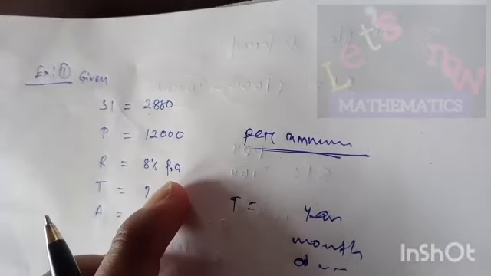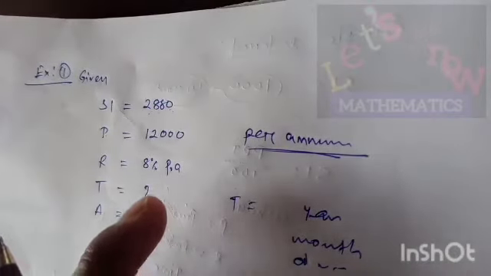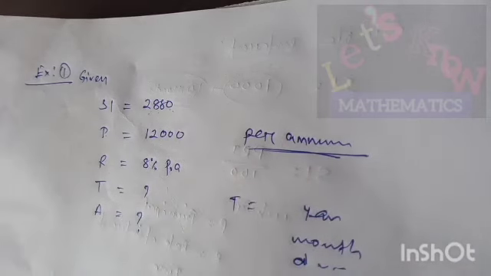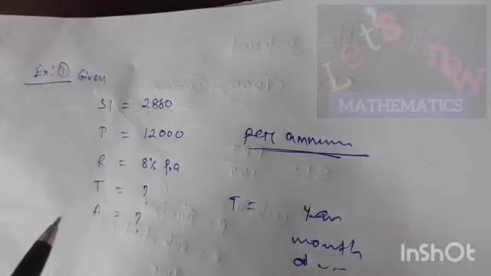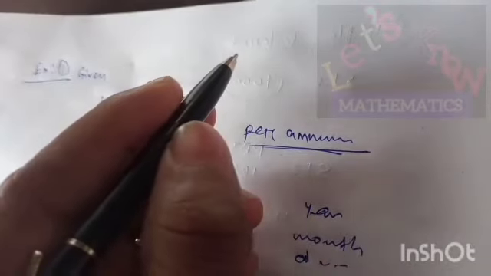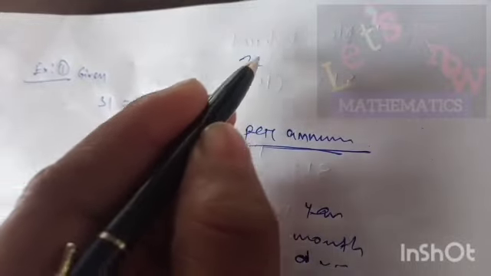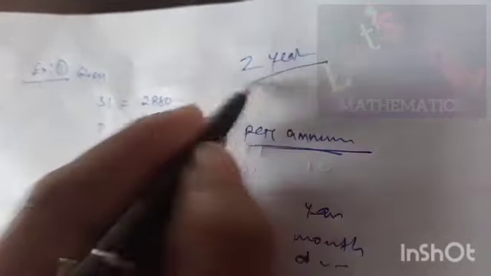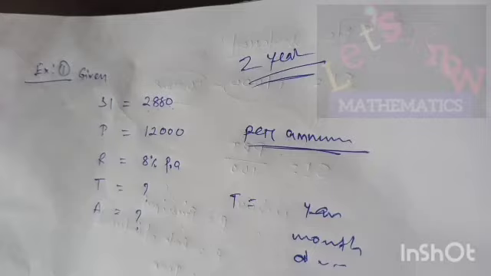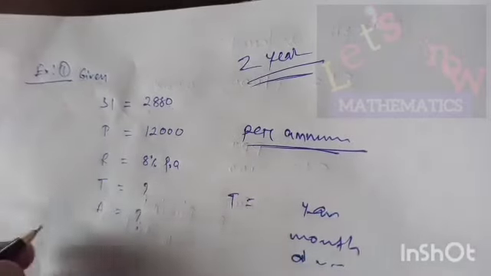Per annum means yearly. We will count this interest yearly. So if you get the time as 2, then you need to take it as 2 years. Okay, so let's try.